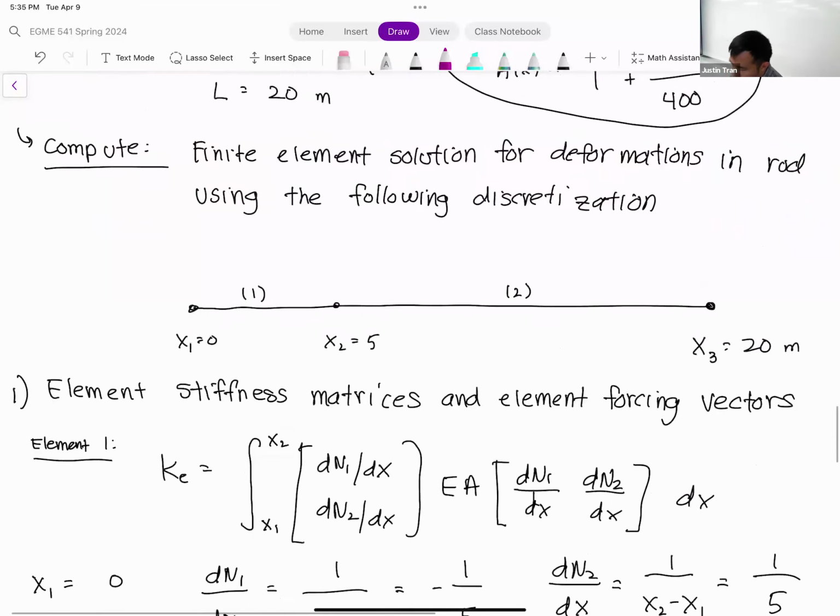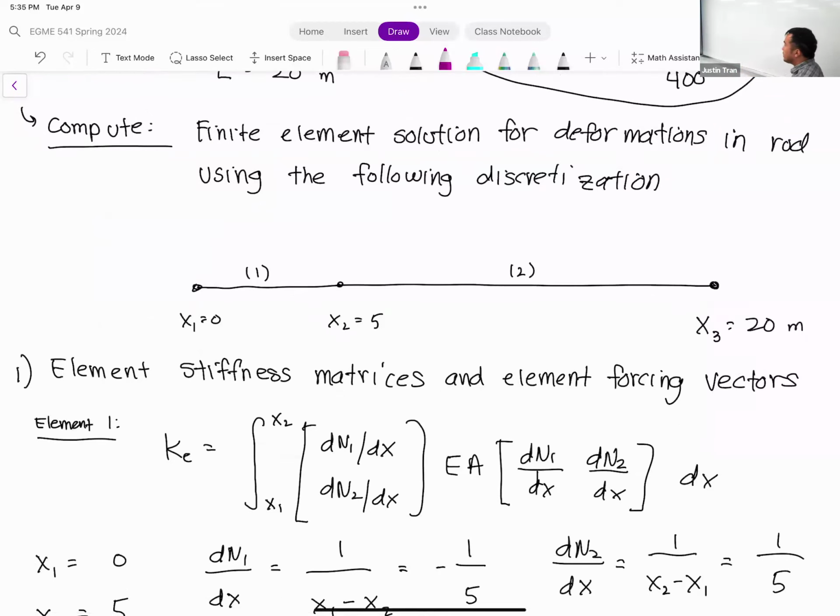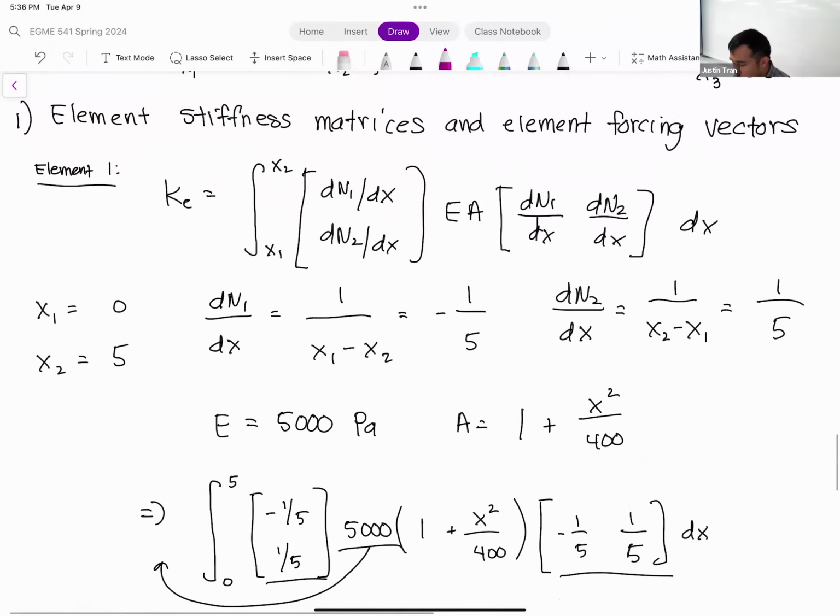Okay. And then what we said was that we want to find a finite element solution to this problem using a 2-element system. So we have one element that goes from x equals 0 to x equals 5. And then the second element goes from x equals 5 to x equals 20. Okay. All right, so our methodology, the way we're going to solve this problem, is we're going to form the element stiffness matrix and the element forcing vectors for every element, and then assemble it all together at the end. Okay. So this here is our equation for the element stiffness matrix.